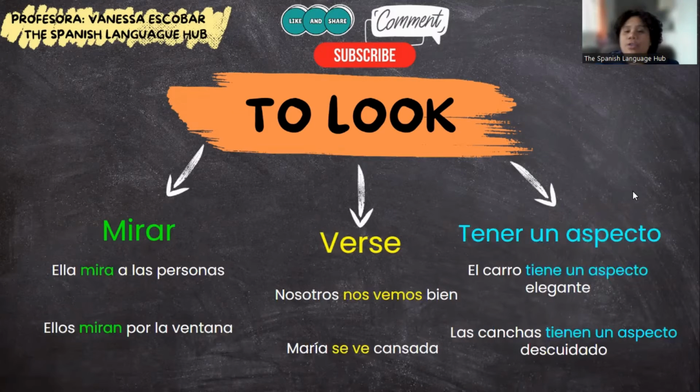So like I mentioned, in my version of Spanish, I will use more verse to talk about the physical appearance of people, and tener un aspecto for the physical appearance of things or places. But this depends on the region, the country, the city, all right? On many occasions, both can be interchangeable.